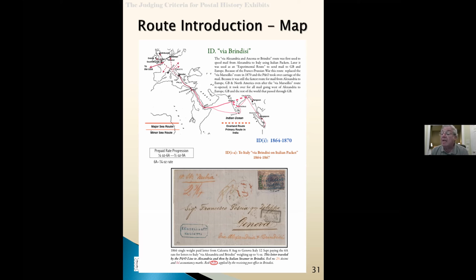The running heading is 6 anna rate for a 1/4 ounce piece of mail. It's going to be part of every page in this chapter or section. The page heading is To Italy via Brindisi on Italian packets, and that's unique for this page.